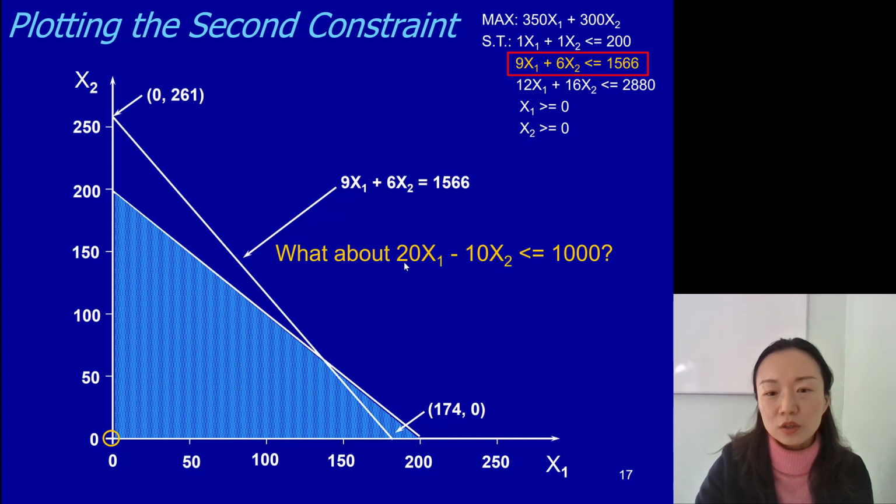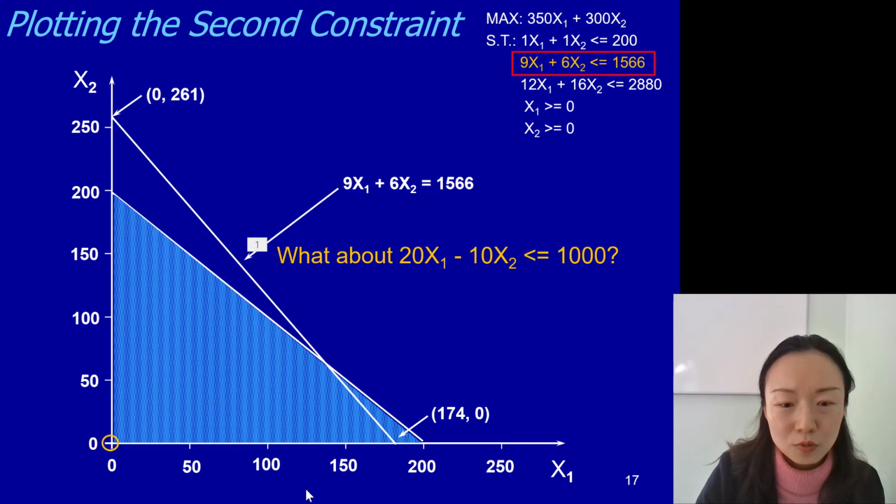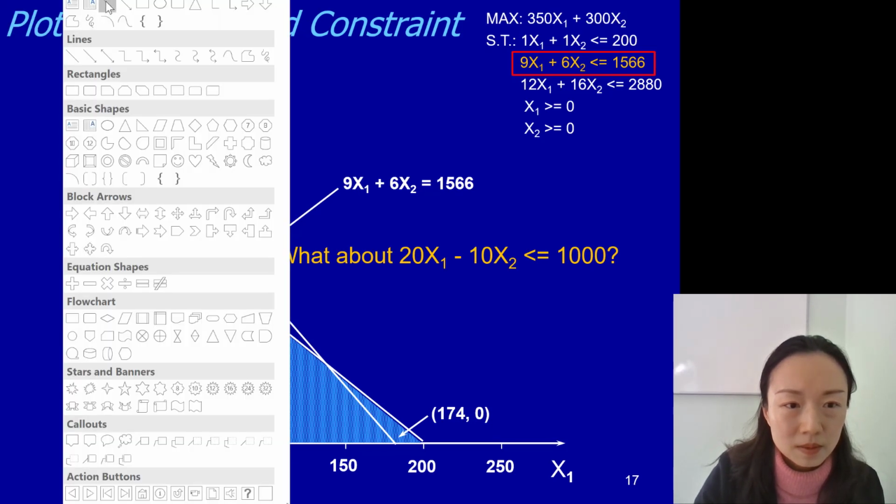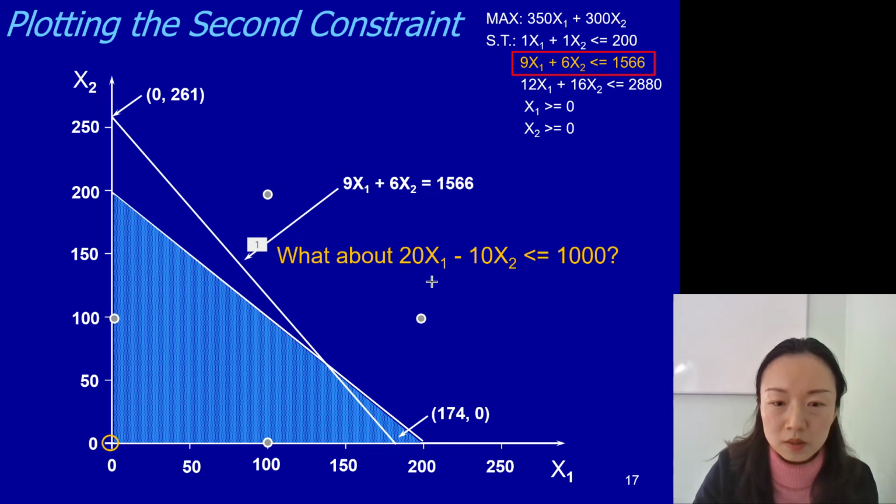How about 20x1 take away 10x2 less than equal to 1000? How would you do this one? So we can draw the line here, okay? So I'm going to insert a line. So first find out the 2 points.